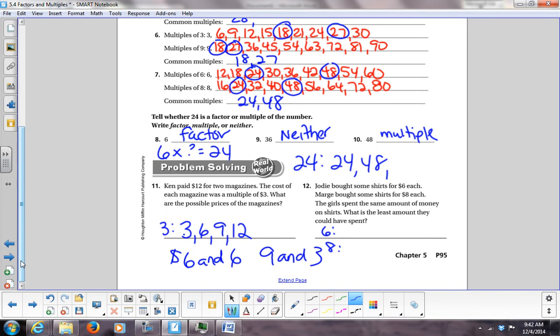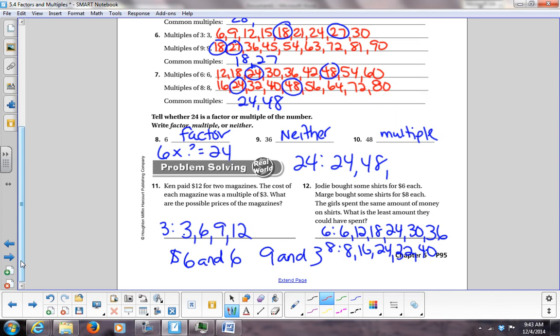6 times 1 is 6, 12, 18, 24, 30, 6 times 6 is 36. Okay, how about 8? 8 times 1? 8 times 2? 8 times 3? 24. 8 times 4? 32. 8 times 5? Hey, what is the least amount of money they could have spent? So I'm going to find my least common multiple. What is my least common multiple?